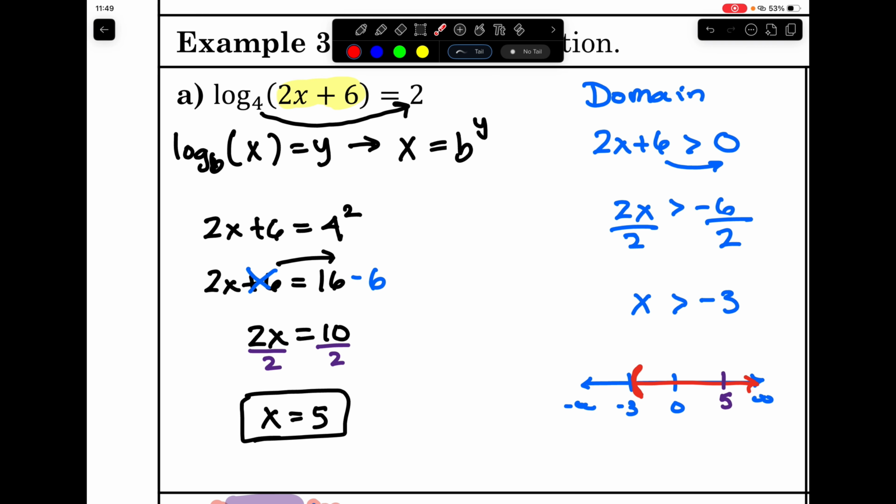Now, if it didn't satisfy the domain, that would mean that x is not a solution, and this would just be an extraneous solution, and this equation has no solution at all. But since that didn't happen, we satisfy again the condition. We found that x equals 5, which is a number bigger than -3. We don't have to worry about that. So here is your answer to example number 1.